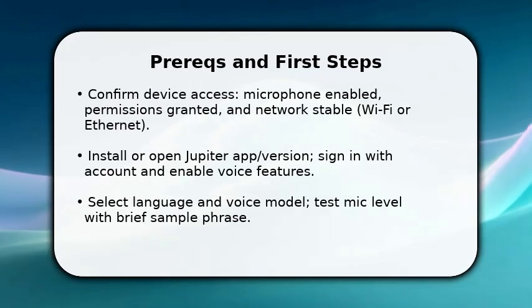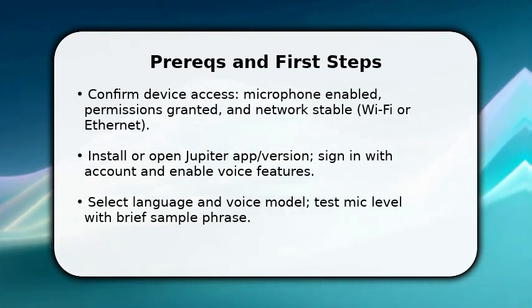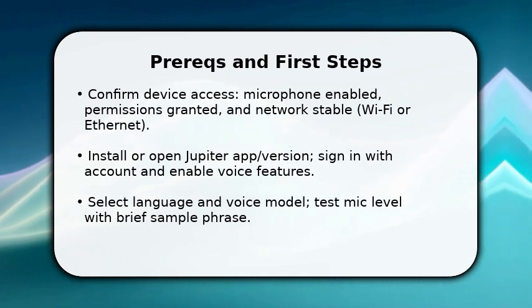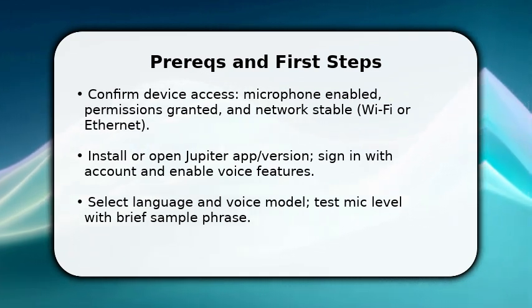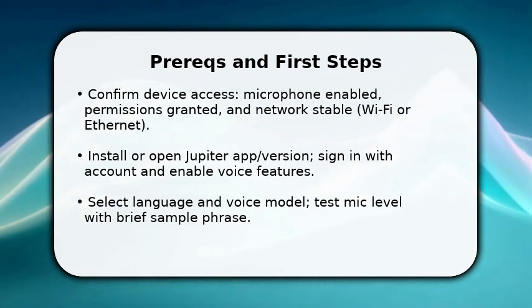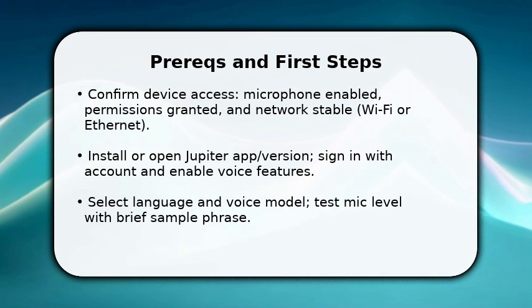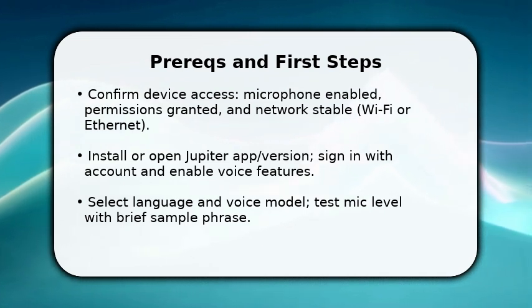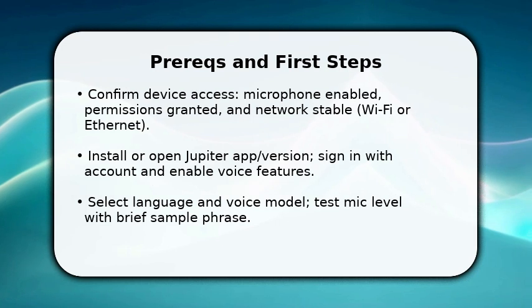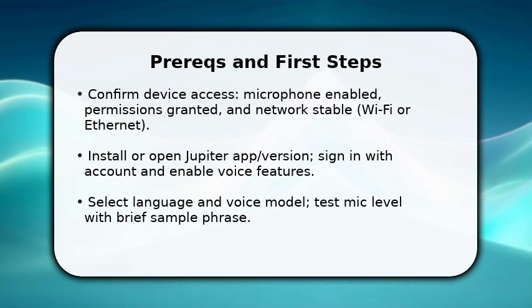You start by confirming the essentials. Make sure your microphone is enabled and the network is stable. Once done, open Jupyter and sign into the account that has voice access. You should enable voice features in settings right away and pick your language and a voice model. Then run a short mic test phrase so the system learns levels. Doing this prevents later recognition errors and lets you move immediately to building commands and flows without interrupting setup later.